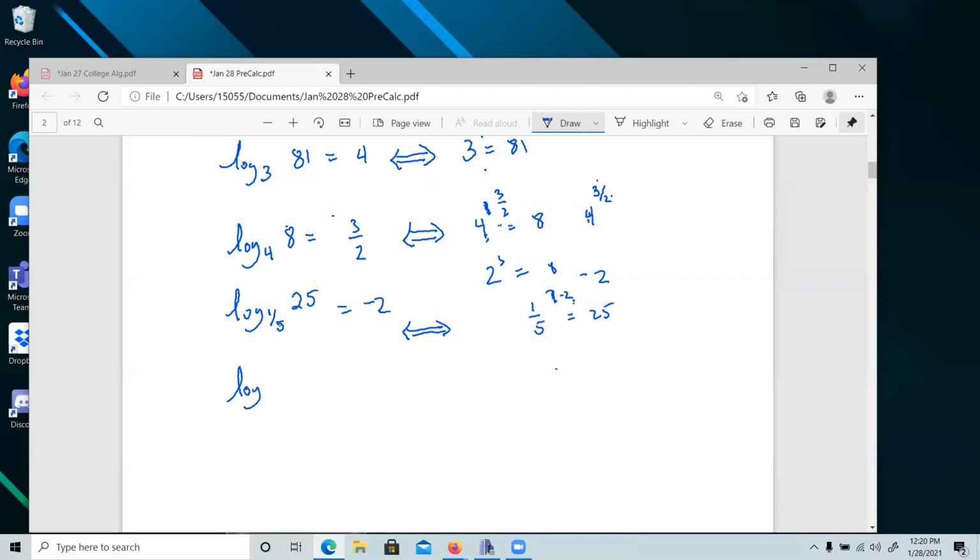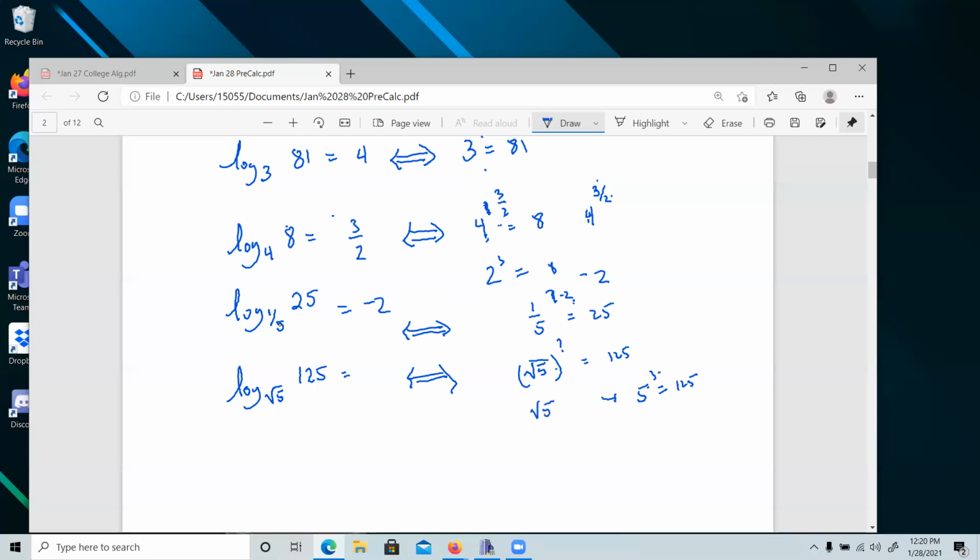How about log? We'll stick with 5s. How about we do the log base square root of 5 of 125? Okay, this is crazy. So the square root of 5 raised to what power equals 125? Well, the thought goes, right, 5 cubed is equal to 125. And then we have the square root in here, right? So we've got to double this.